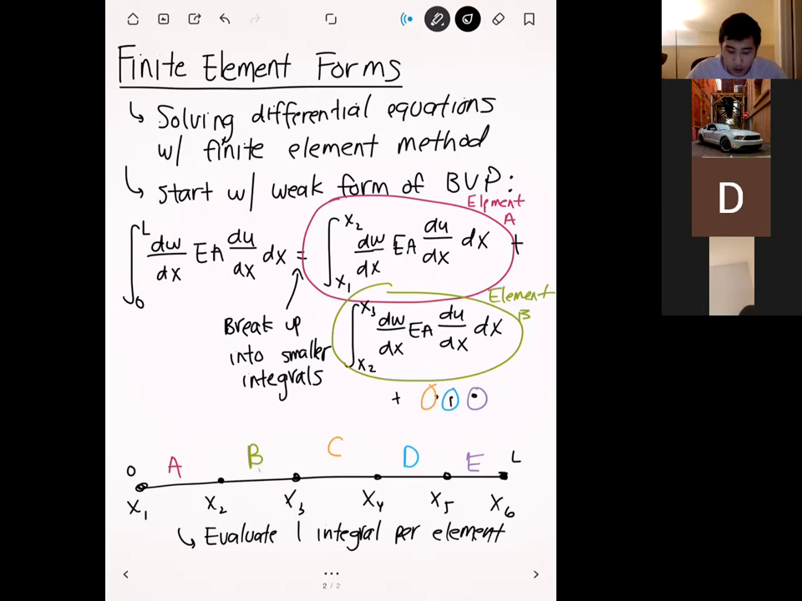What we're going to do next is focus on the solution for just one of the elements. Let's say we focus on just element A for this case, and from this we'll be able to derive the element stiffness matrix. Any questions on this?